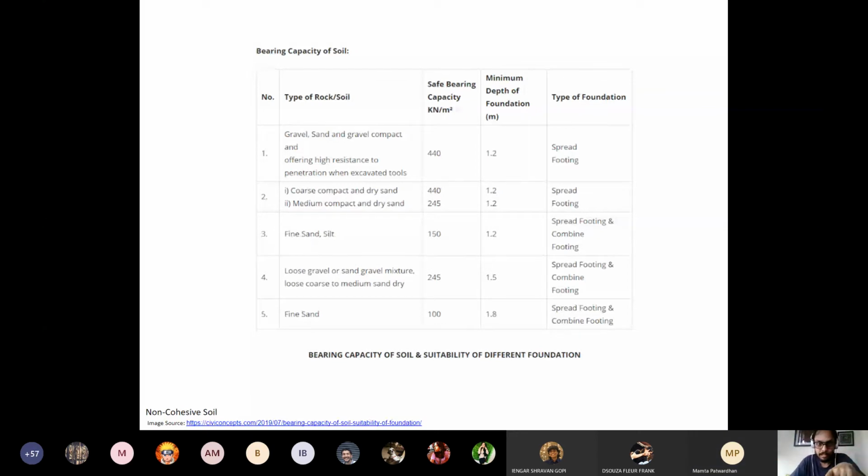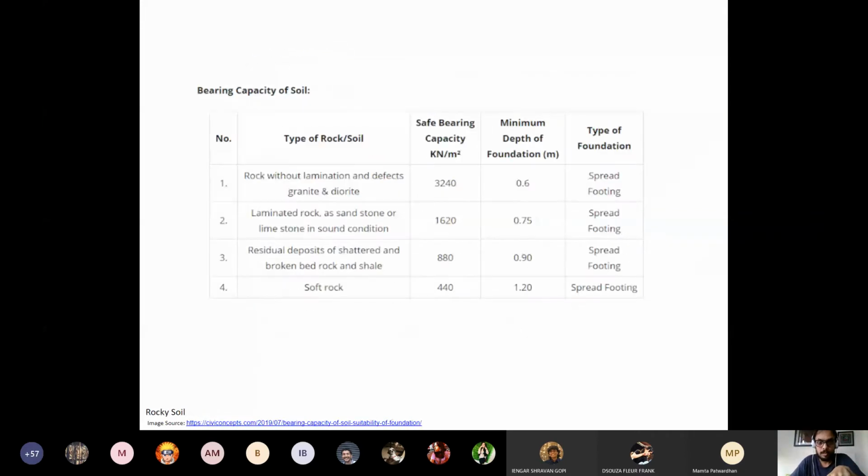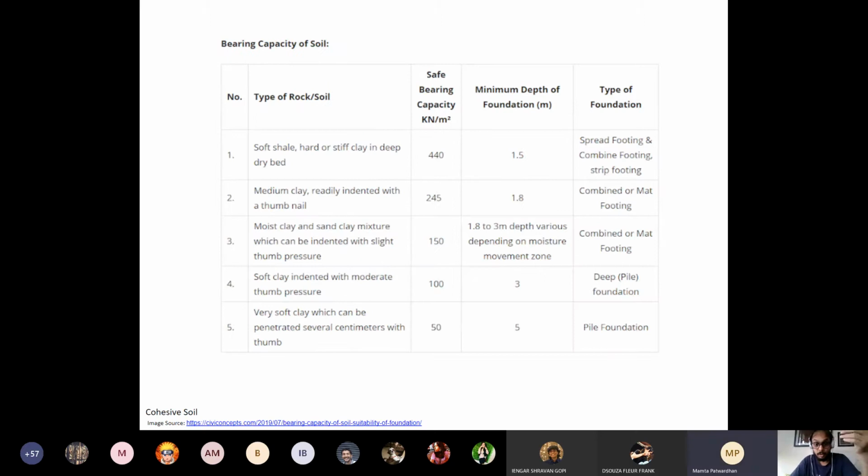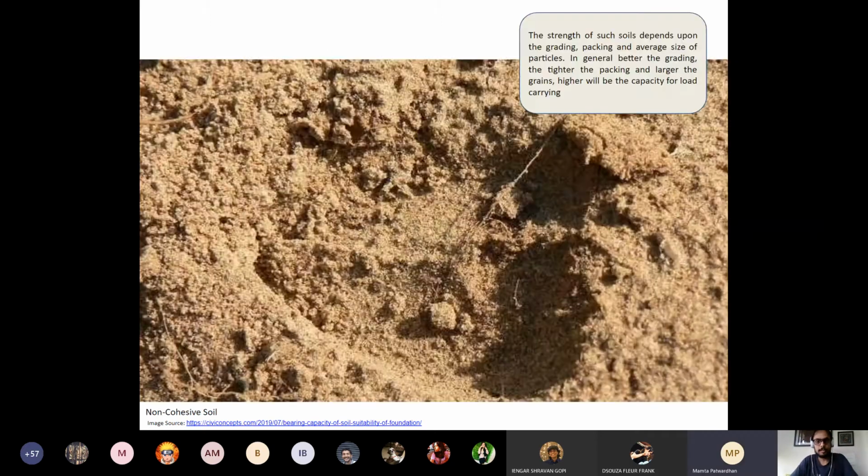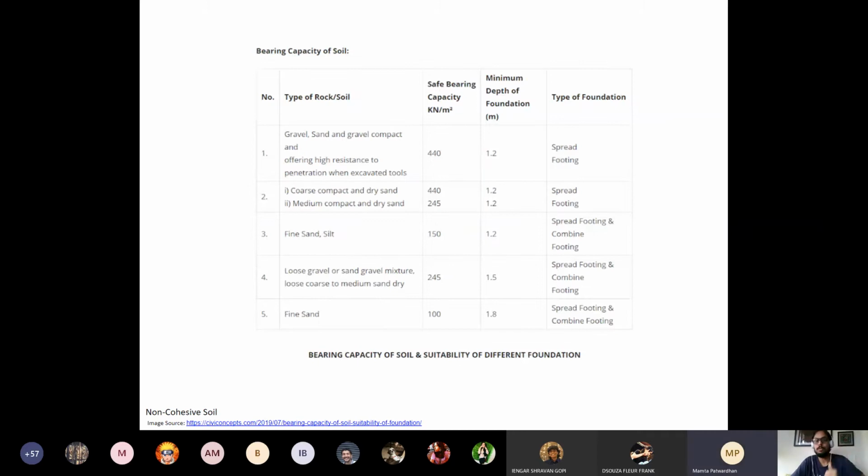Now compare the safe bearing capacities here with your rock, with the kind of rocky soil. Do you see the safe bearing capacity of rocky soils is 3000 kilonewton per meter, 1600 kilonewton per meter. Only the soft rock is 440 kilonewton per meter. If you look at cohesive soil, the soil bearing capacities are much lesser. Non-cohesive soil bearing capacities are in between the two.